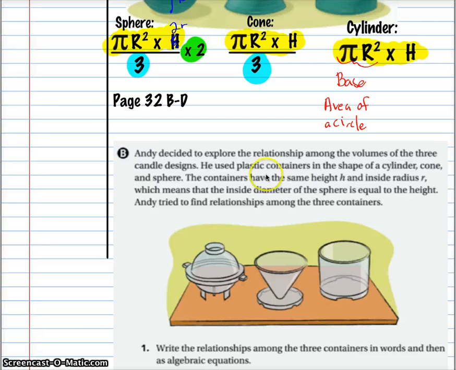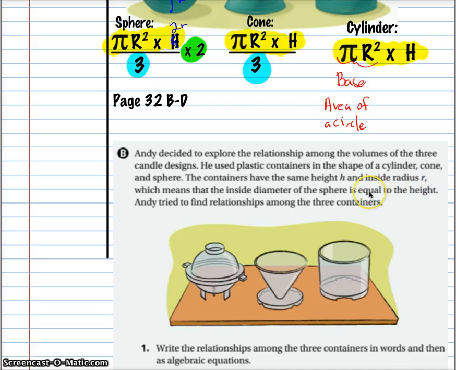The containers have the same height and the inside radius, which means that the inside diameter of the sphere is equal to the height. So you can see the diameter is equal to the height. That means the diameter is h, and the diameter is also 2r. So 2r is the height.